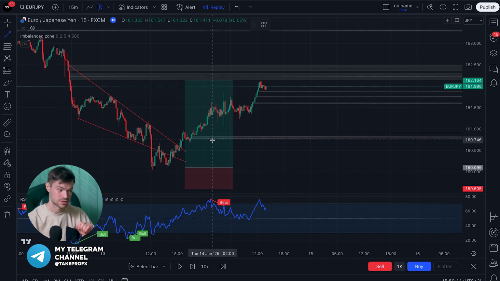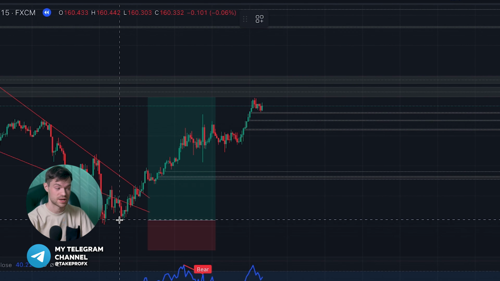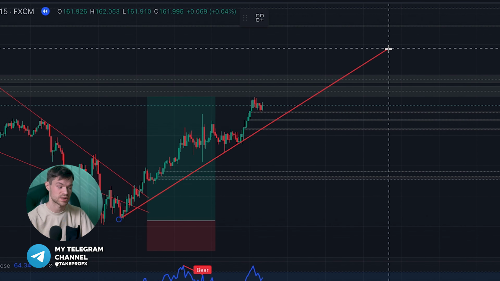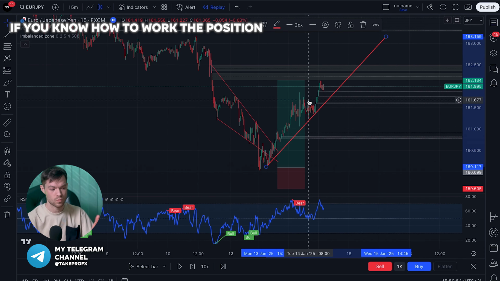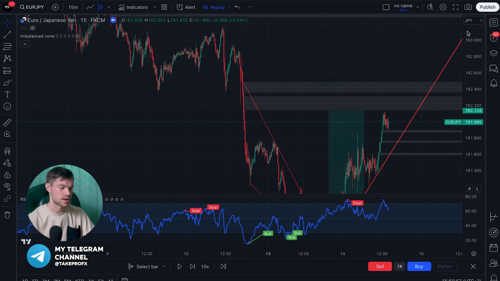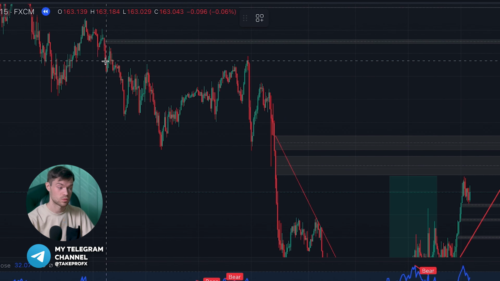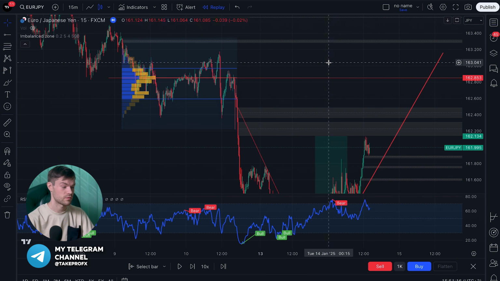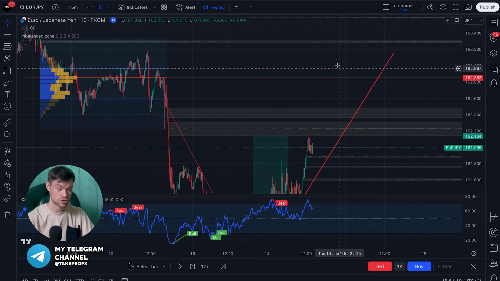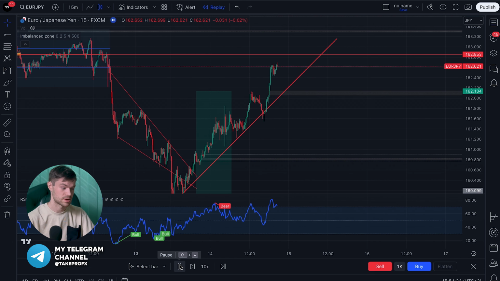Keep that in mind. Like I said, this tool, if it works, will give you an incredible entry point from which you can pull your trade for a very long time if you know how to work the position. So what do we see here? In general, I see a pro trade here. I'm very interested to see where we have the highest volume with a volume profile. Somewhere here I'm putting a horizontal line on the volume profile and realizing that potentially from here we can have a reversal. So I'm not looking for any breakdowns.